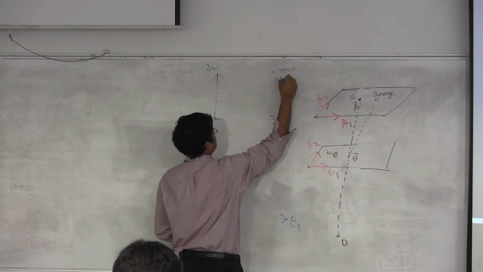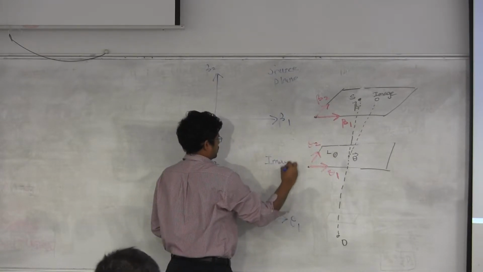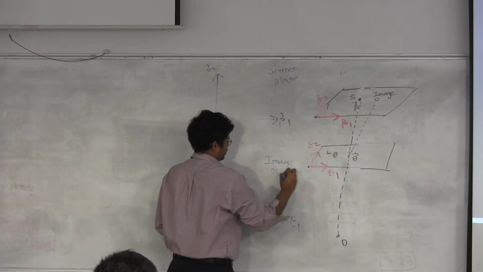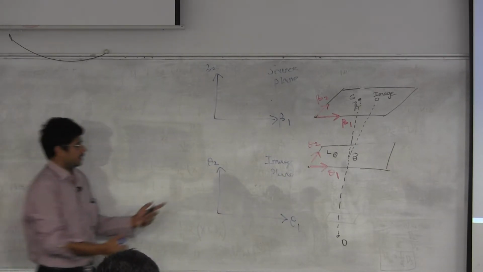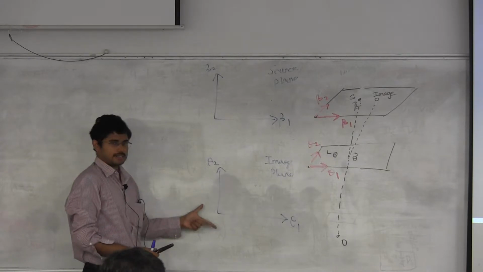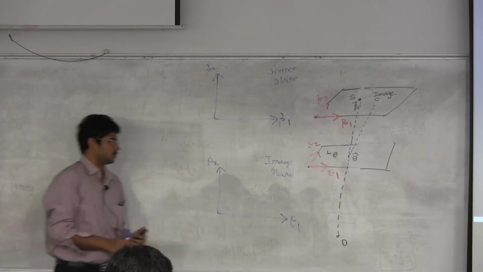So this is what we call the source plane, and this is what we call the image plane. They are just two parallel planes, but their coordinates or their axes are different. That's why we call them beta 1, beta 2 and theta 1, theta 2.